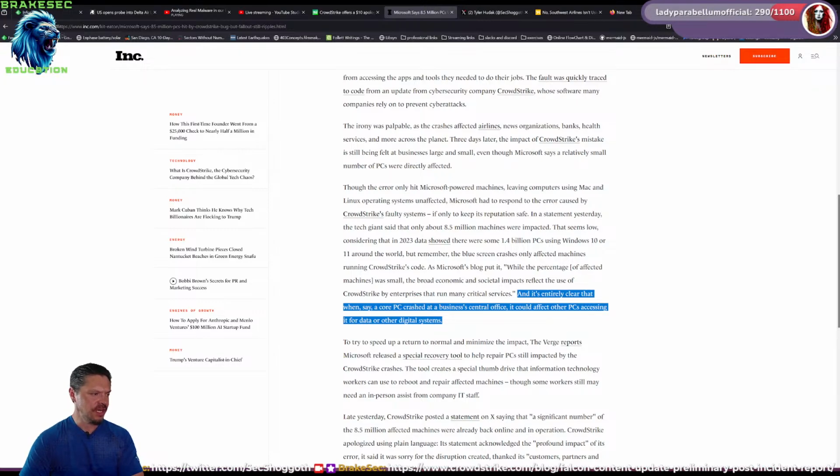But Microsoft even helped by having a recovery tool to help repair PCs. There was a thumb drive that you had to create.